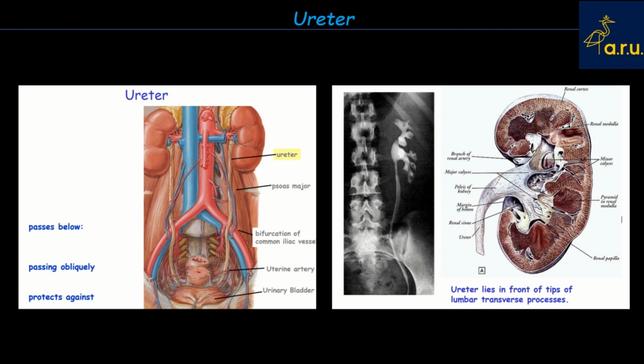The ureters receive their blood supply from branches from the renal arteries, from the common iliac vessels over here, and from the internal iliac arteries. The lymphatic drainage follows the pattern of the blood supply, and eventually the lymph drains into the lateral para-aortic lymph nodes and into the iliac lymph nodes.